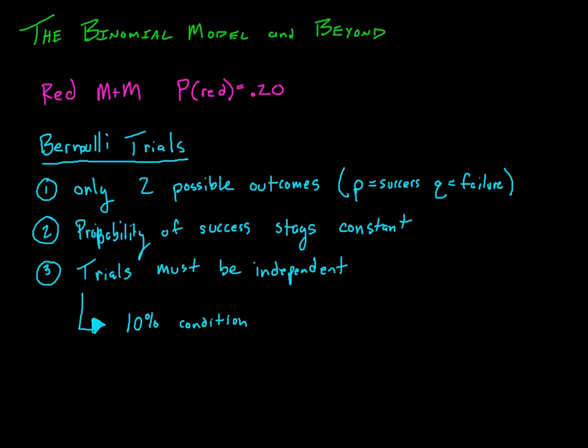Whereas if you take away 2 out of a million, you're not really making a major change there. So as long as the amount you're taking away is less than 10% of the population, then we can still assume independence. That's what we need for a Bernoulli trial.